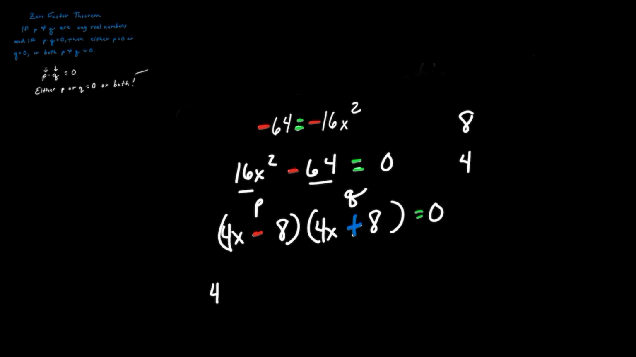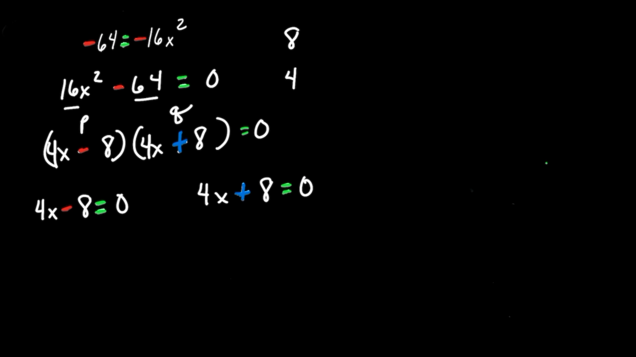So, all right, now because we have p is 4x minus 8 and our q is 4x plus 8, we can set each of those equal to 0. And then we're going to solve for x.